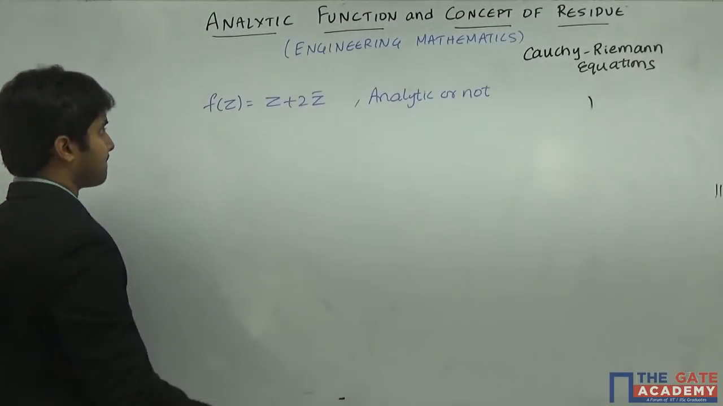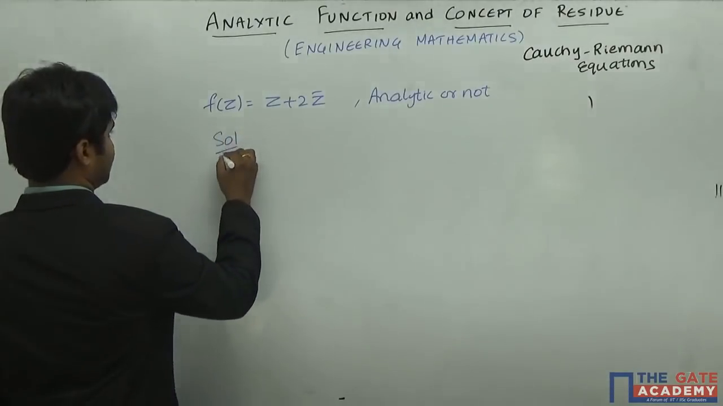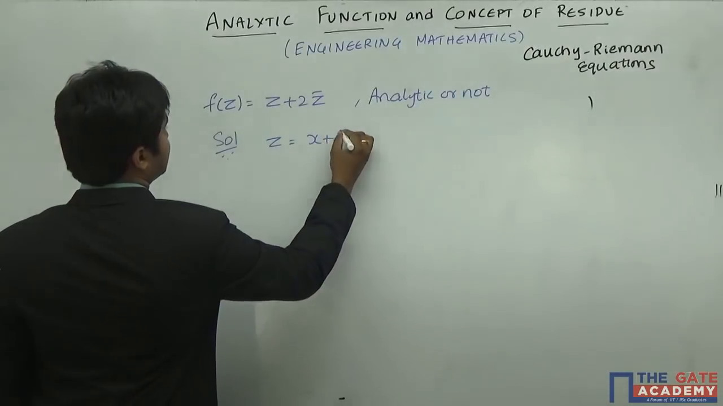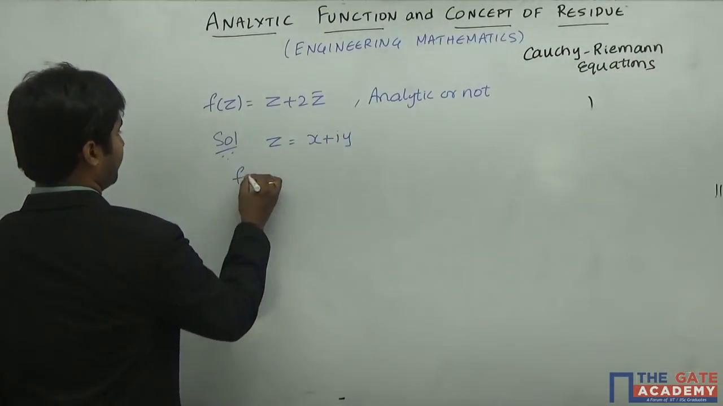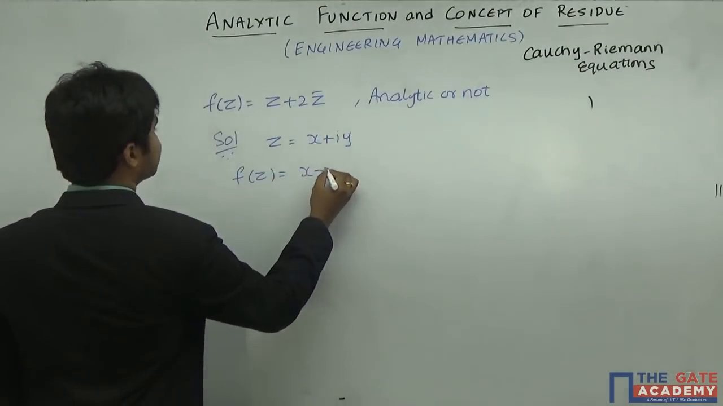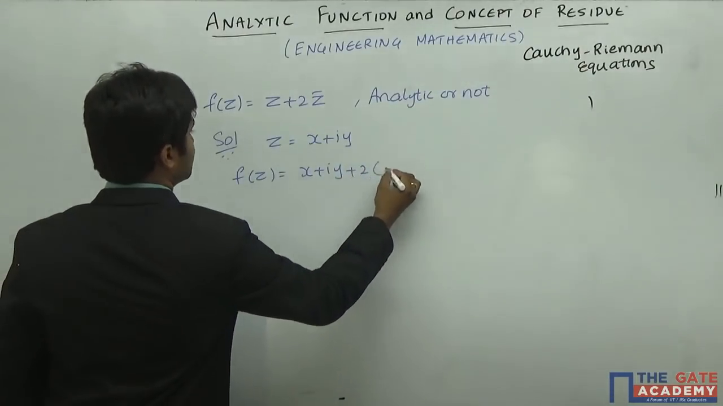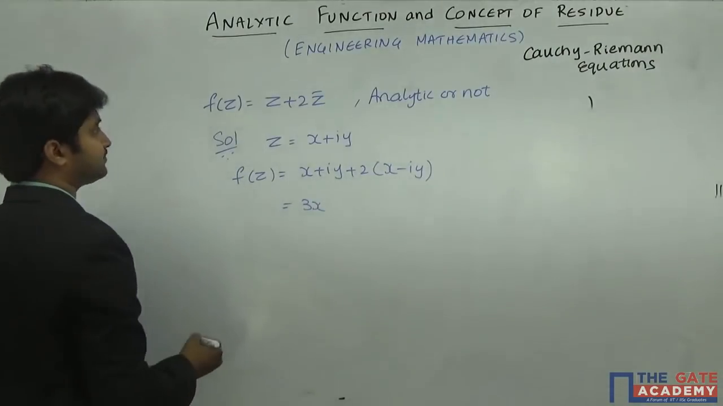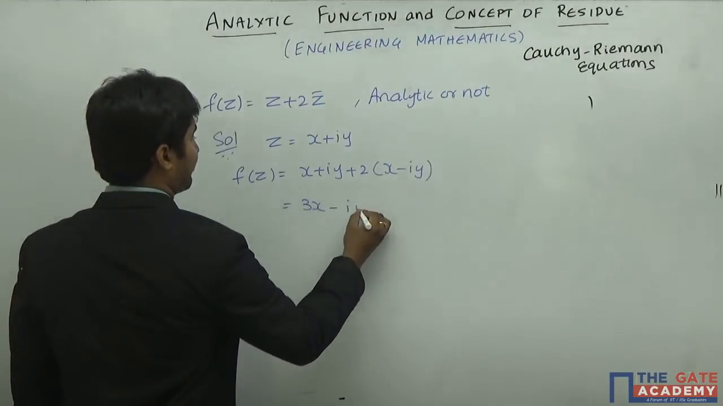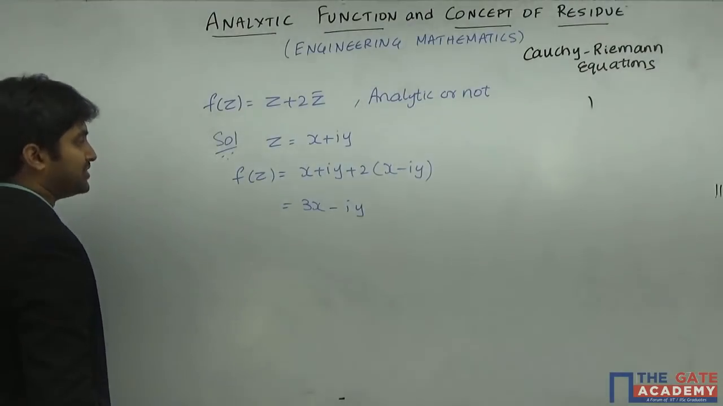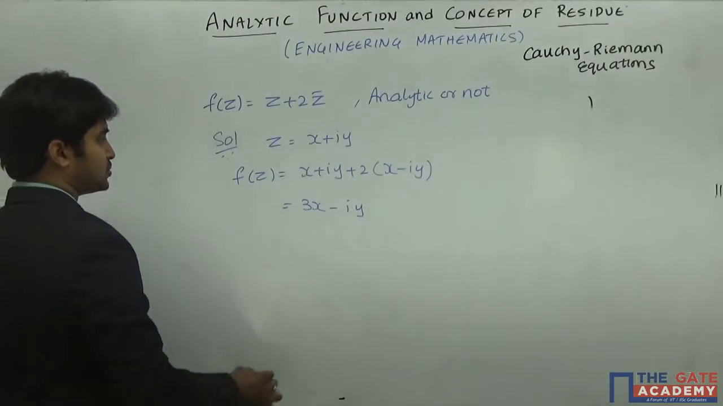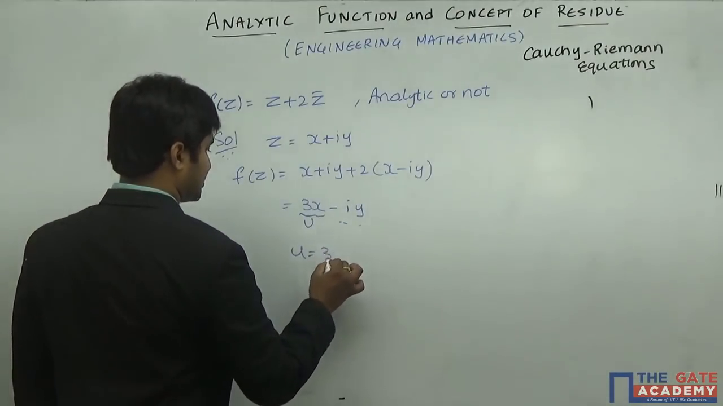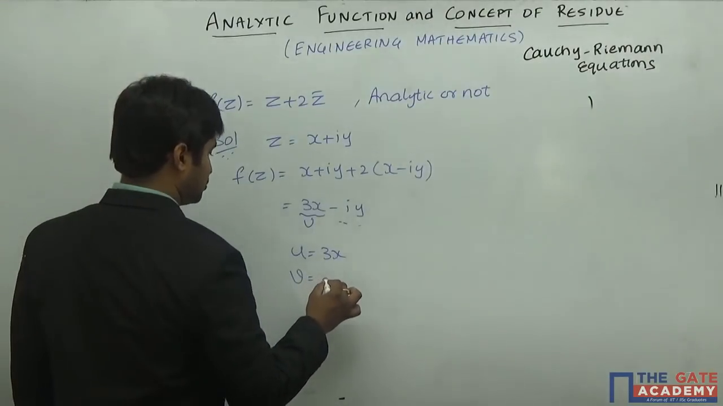Okay, the solution is going to be something like this. First of all, let me write z in terms of x, y. z is nothing but x plus iy. Therefore, f of z is x plus iy plus 2 into x minus iy, which is equal to 3x minus iy. So this is u, and this is v. So u is equal to 3x, v is equal to minus y.